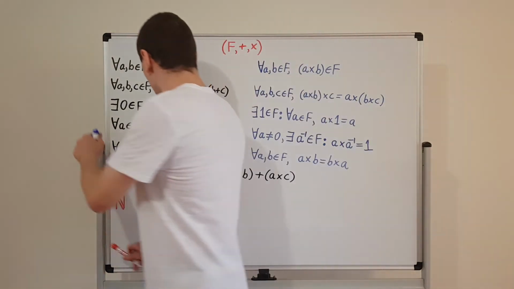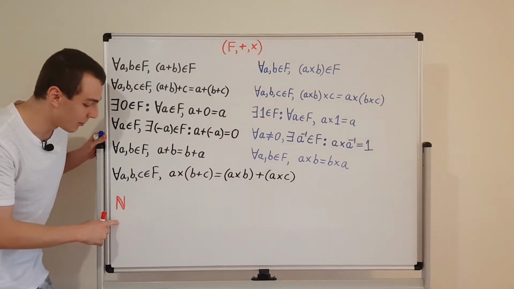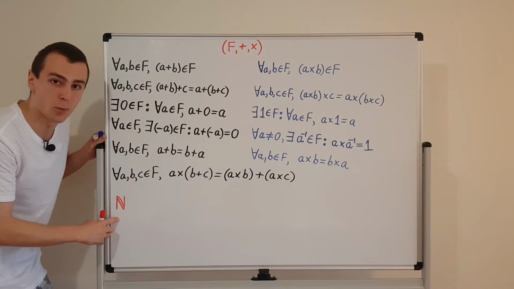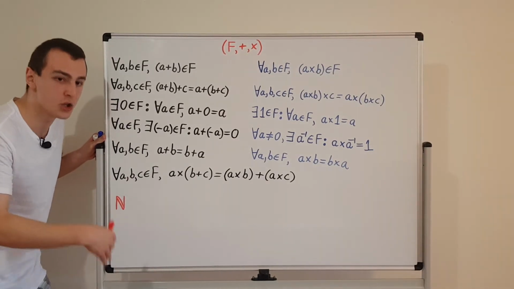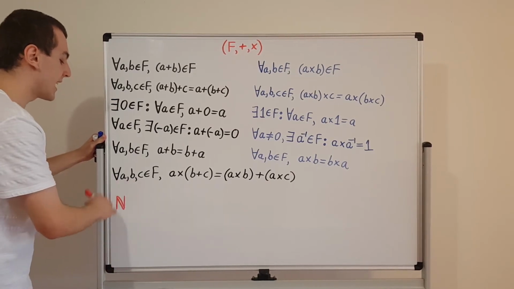So what we have over here are the natural numbers. In some definitions, 0 is included over here. But I'm going to use the definition where we begin from 1. So this begins at 1, then 2, then 3, and so on. Let's have a look at these axioms and see what is satisfied over here.